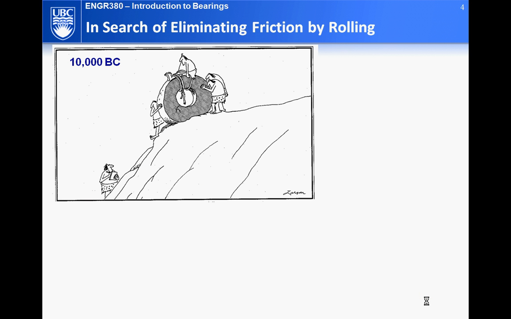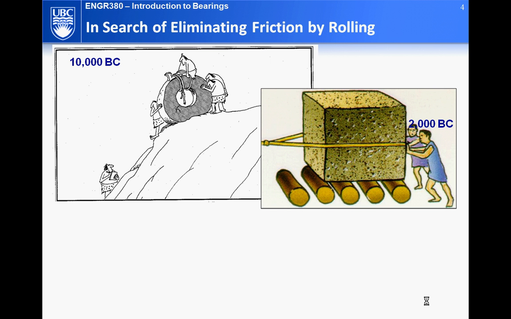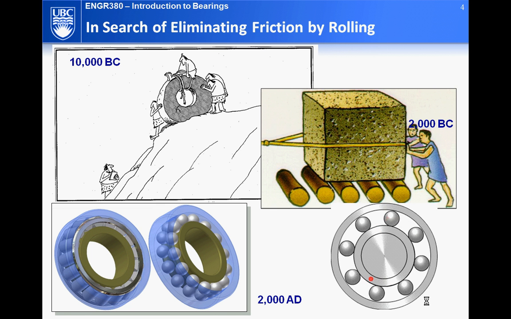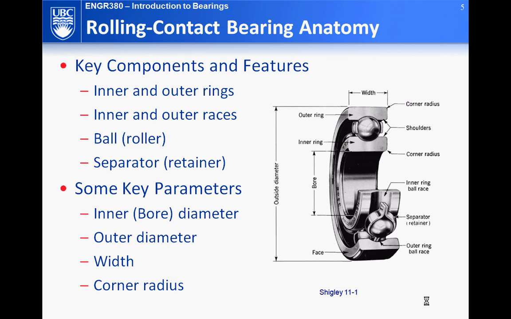So 10,000 years ago, our ancestors found that rolling provides better speed than sliding. And in 2000 BC, the Egyptians found that using rolling helped to build the pyramids. And now in 2000, we have sophisticated, high precision roller bearings and other types of bearings to provide smooth motion for support of different kinds of components. Manufacturing of bearing is a very precise process.